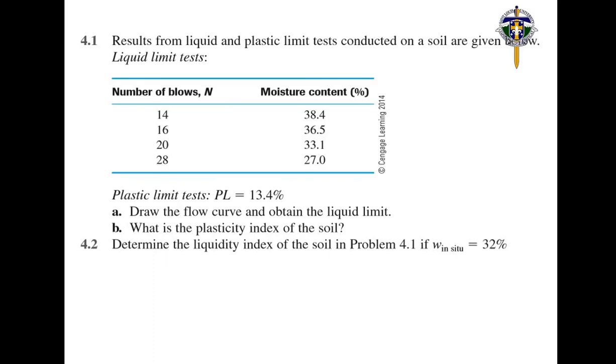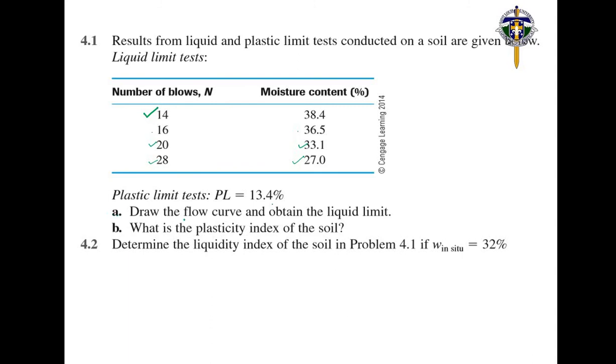Results from liquid and plastic limit tests conducted on the soil are given below. We have here the liquid limit test, the number of blows. At n equal to 14, the moisture content is 38.4. At n equal to 16, the corresponding moisture content is 36.5. When n is equal to 20, the moisture content is 33.1. At n equal to 28, the moisture content is 27.0. Also, on the plastic limit test, it is found that the plastic limit is 13.4%.